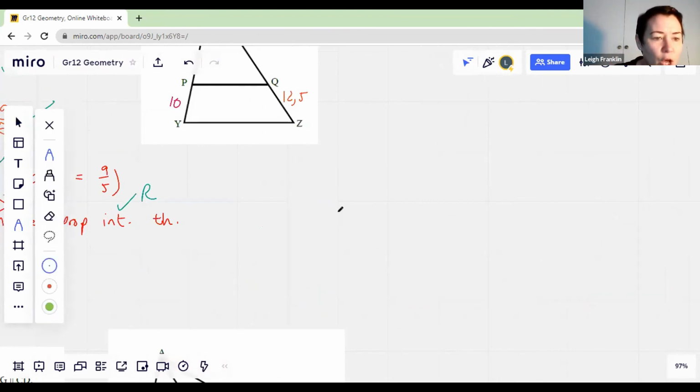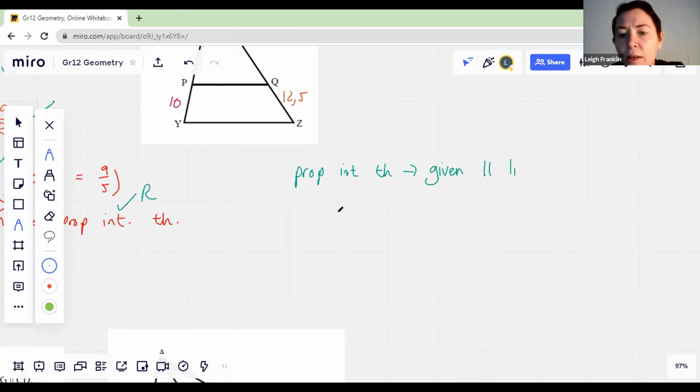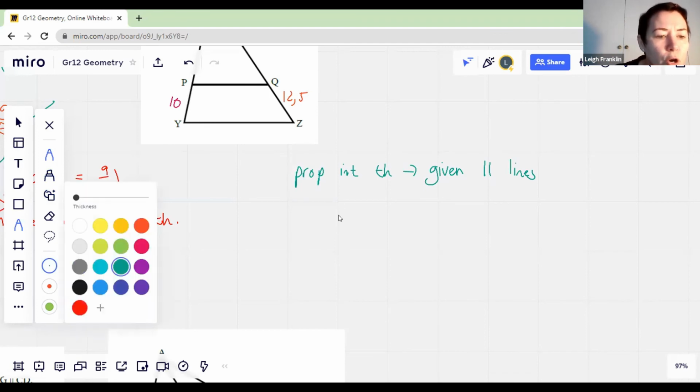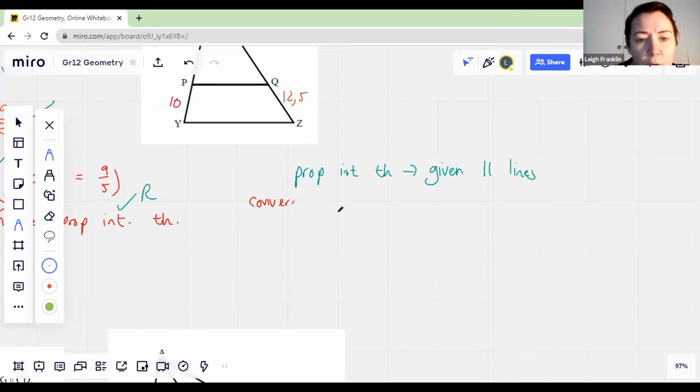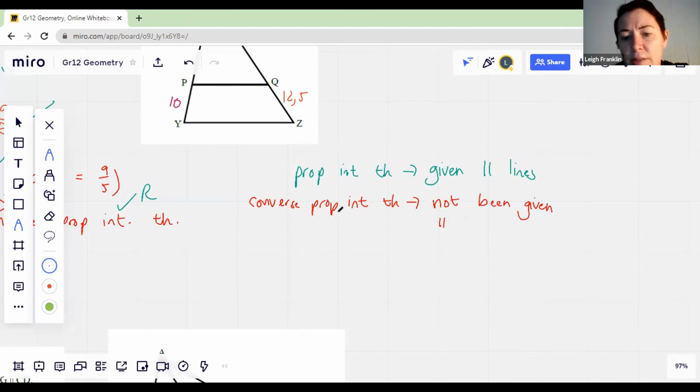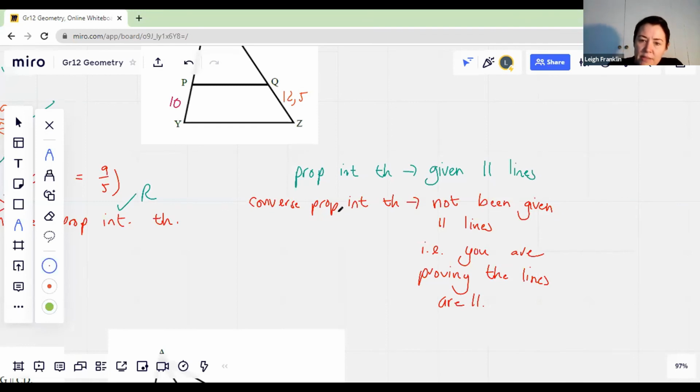You will use proportionality intercept theorem when you have been given parallel lines. So when the diagram comes with the parallel lines, then you can use proportionality intercept theorem. You will use converse proportionality intercept theorem if you have not been given parallel lines, in other words, you are proving the lines are parallel. Does that make sense?